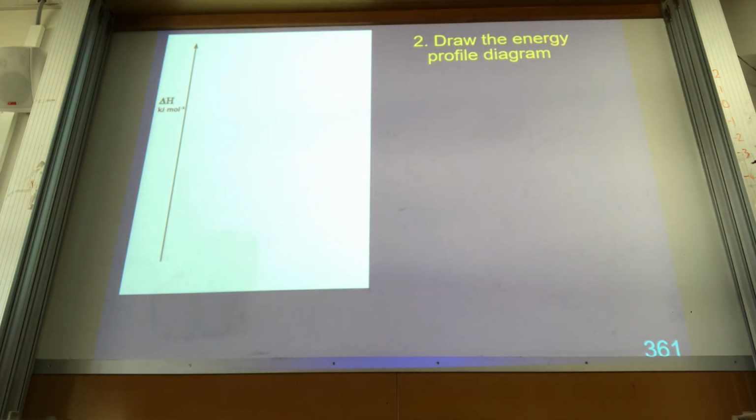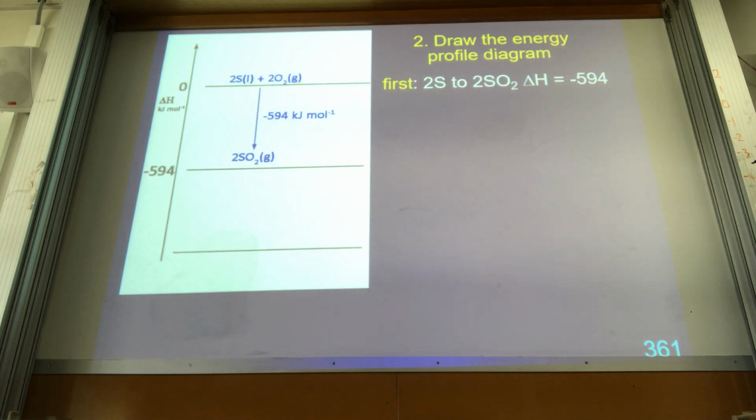Then we're going to draw the energy profile diagram. Now, like I said before, we're going to ignore the activation energy, so it's just going to be going from initial to final. Just the delta H's are going to go in. So, what's the first one? Starting off with the reactants being 0, we've got the 2 sulfurs plus 2 oxygens gives 2 sulfur dioxides, and that's negative 594. So we're going to come down 594. So that's where we're going to end up.